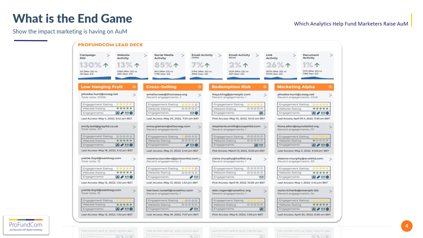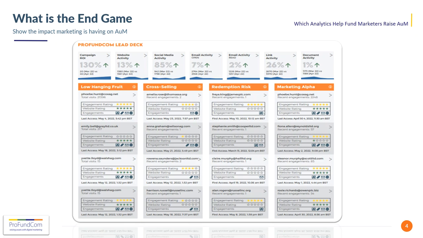And the way we've done this for over 20 years and 200 plus users is the ability to break this information out into what we call low-hanging fruit. So who are your prospects that are actively engaged with your fund, but nobody has spoken to them yet? Then cross-selling, which is who are the investors in one particular fund that are looking at funds that you market that they have not invested in, but are looking at, the classic upsell.